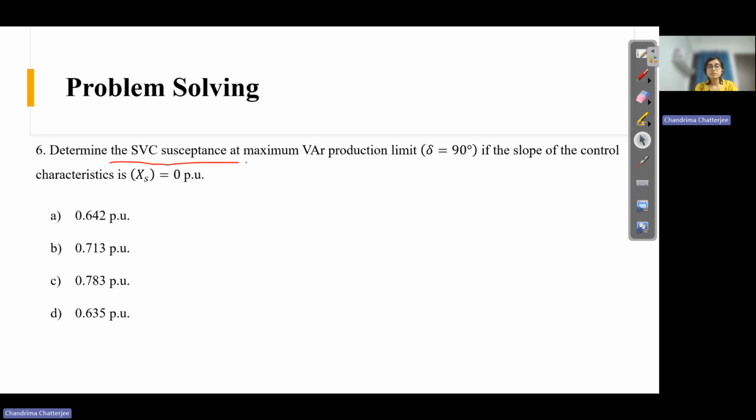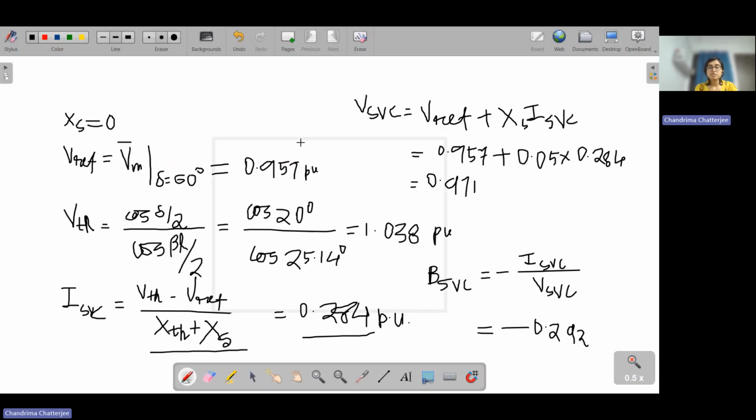Determine the SVC susceptance at maximum var production limit. Earlier it was at maximum absorption limit. Now it is at maximum production limit. That means the SVC is operating in capacitive mode. Delta equal to 90 degree if the slope of the control characteristic is 0. Right. So now the only thing that changes is the delta value.